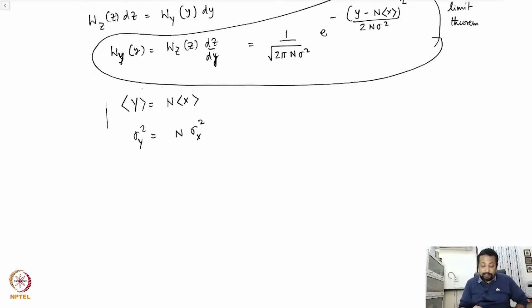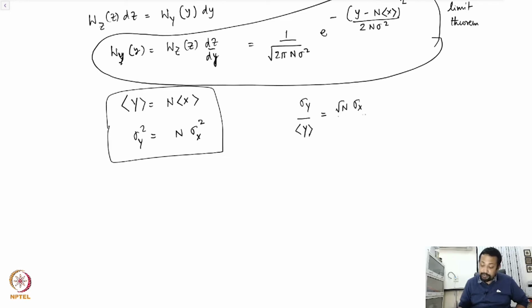The second part is, of course, average of y is n times average of x, right? And sigma square y is n times sigma square x. Therefore, sigma y divided by average of y is going to be square root n sigma x divided by n times average of x, which is 1 over square root n times sigma x over average of x.